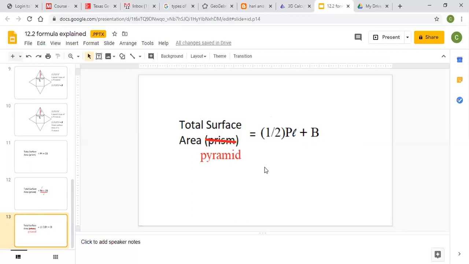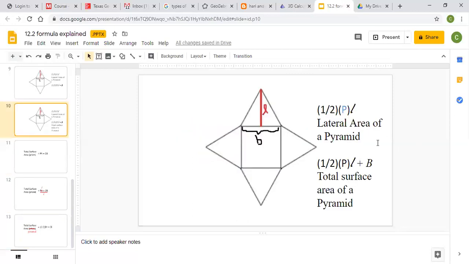So those are the 2 formulas we're going to need. Lateral is 1/2 perimeter times slant height. Total is 1/2 perimeter times slant height plus area of the base. So in the next few videos, we're going to practice using these formulas.